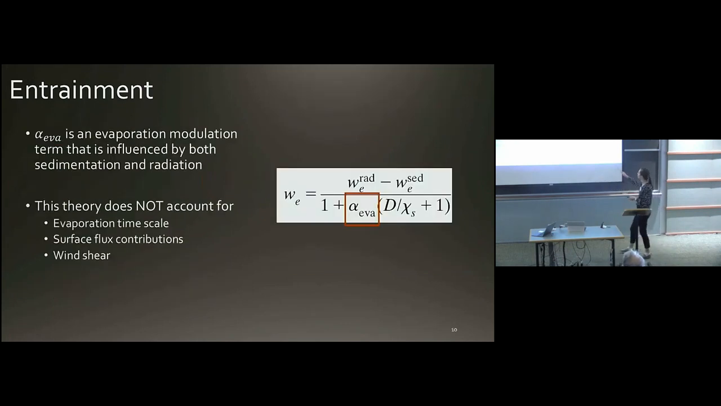And then lastly, again, there's this evaporation kind of enhancement term in the denominator. This actually, at least according to the authors of this theory, mostly is an enhancement due to sedimentation and radiation again. But what it does not account for is the timescale of evaporation, which we'll talk about in a second. There's, of course, many other factors that influence entrainment rate, such as the surface fluxes and wind shear and other processes that we talked about this morning. Those aren't here, but I think that this at least gives the major processes that I'm going to talk about today.